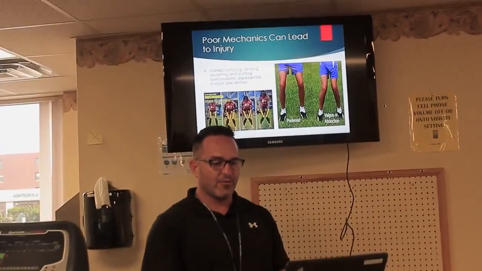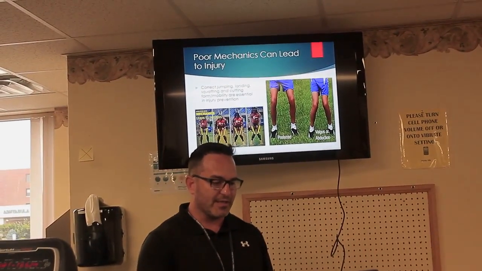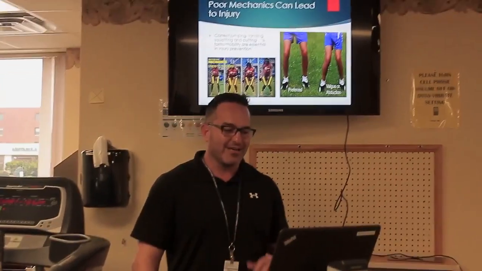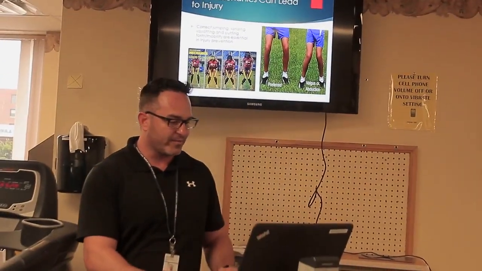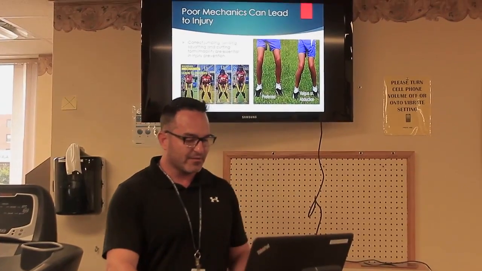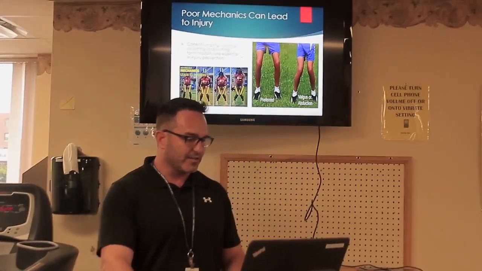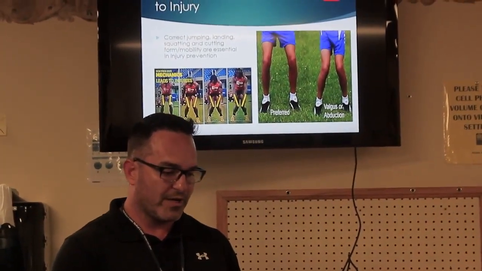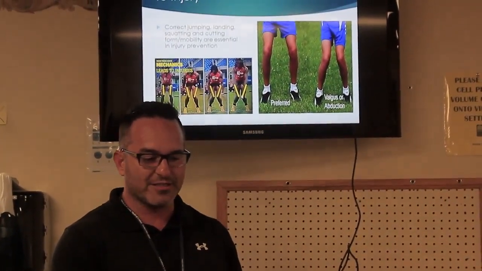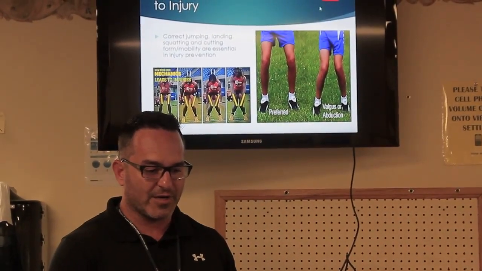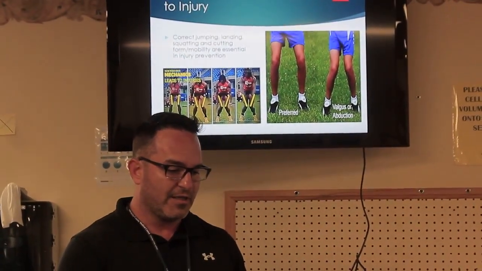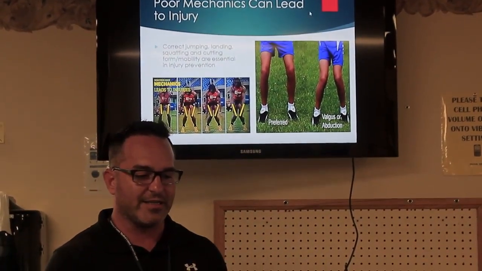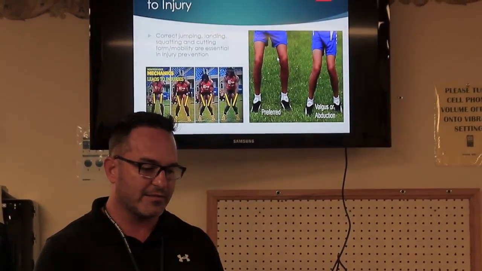And leading right into that, poor mechanics can lead to injury. As you can see, we have a professional athlete at a pro combine. Correct jumping, landing, squatting, and cutting form and mobility are essential to injury prevention. This is RG3, previously with the Redskins and Cleveland Browns. You can see his jumping mechanics. As he goes up, he's pretty well aligned. As he comes down, his knees almost touch each other. And this is a guy that's probably been training his whole life to play football and never focused on the external rotators, hip abductors, or actually his knee. He just probably went out and played and did weight training.